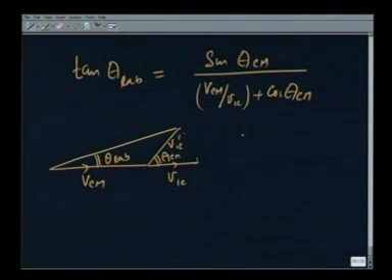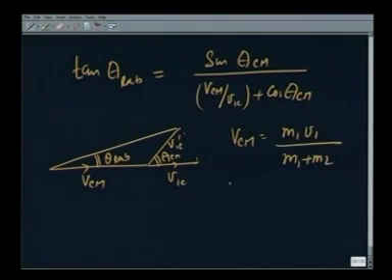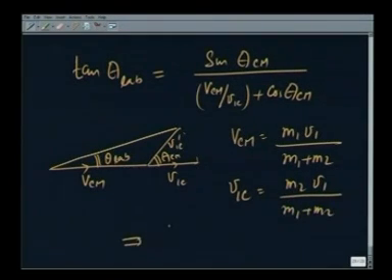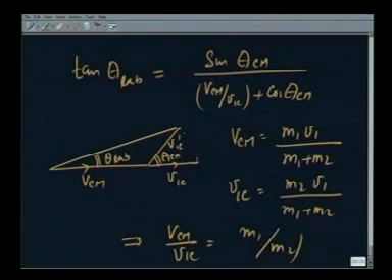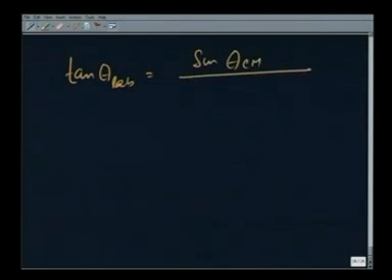Now, we said when V2 or the mass 2 was stationary, Vcm was equal to M1 V1 over M1 plus M2, and V1c is equal to M2 V1 over M1 plus M2, and therefore, Vcm over V1c is equal to M1 over M2, and this implies that tangent of theta lab is equal to sine of theta Cm over M1 over M2 plus cosine of theta Cm.